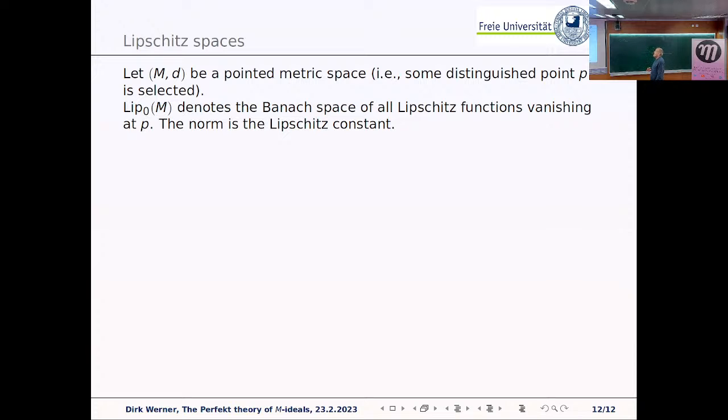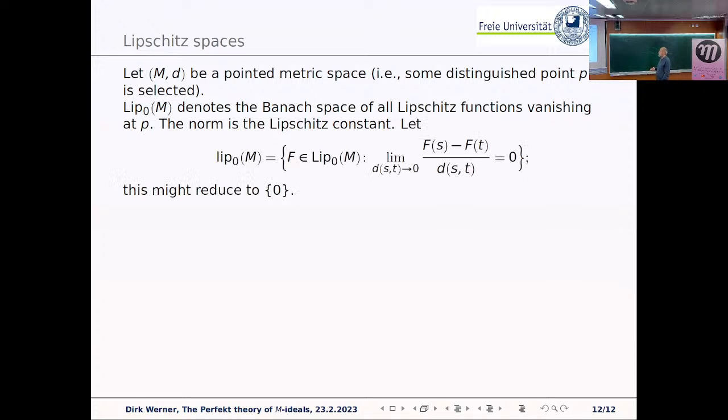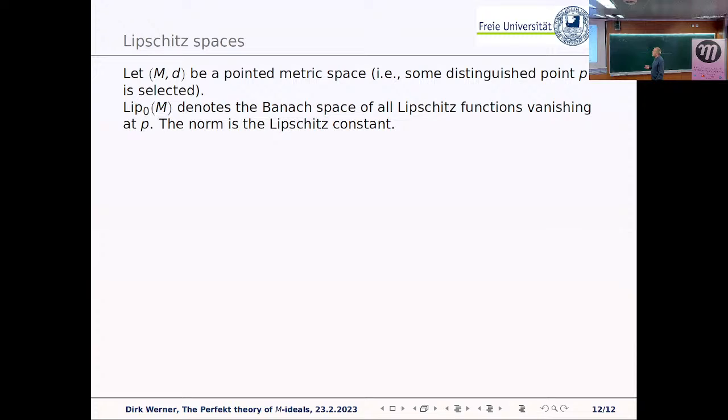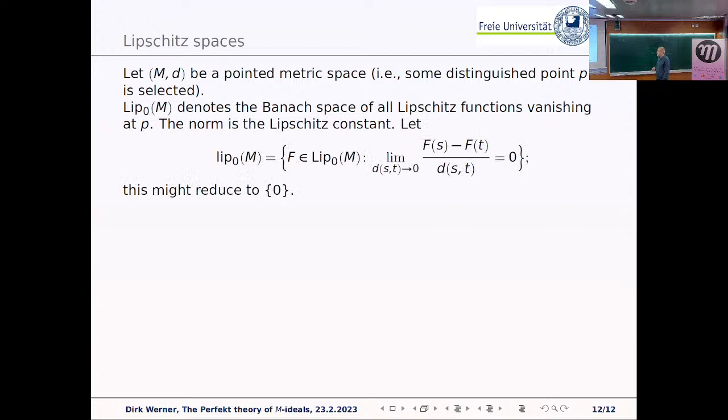Right, then you look at the Lipschitz functions that vanish at the distinguished point and equip this set with the Lipschitz constant. This was fast. So the Lipschitz constant is going to be the norm on the set, and since we require all the Lipschitz functions to vanish at p, we really get a norm and not only a seminorm. So this is the big Lip space, and the small one is the one where these difference quotients simply tend to zero uniformly in x and t.